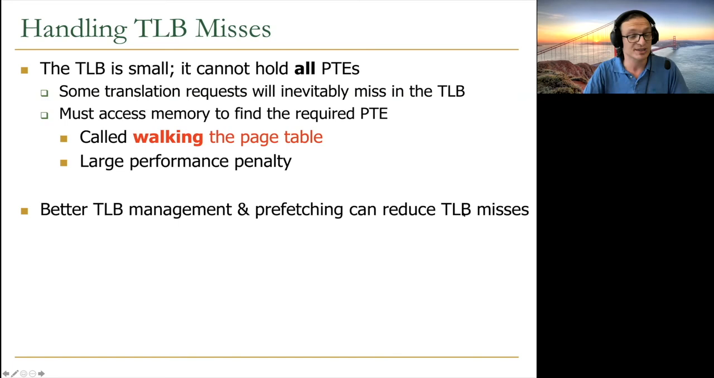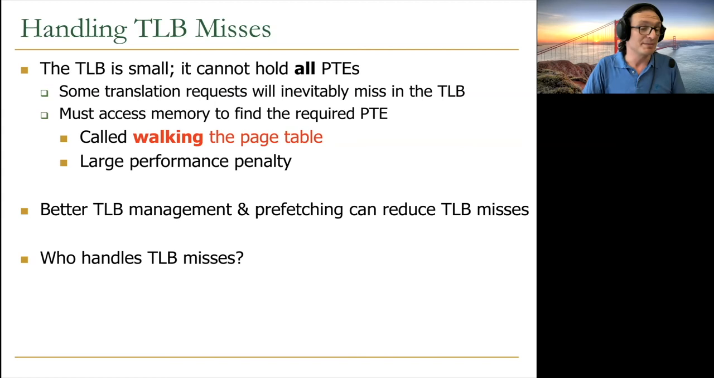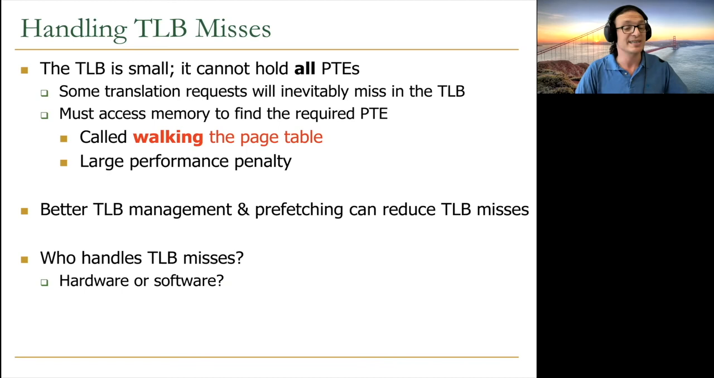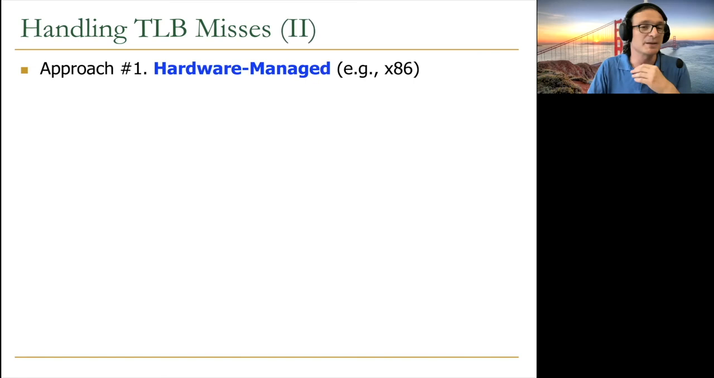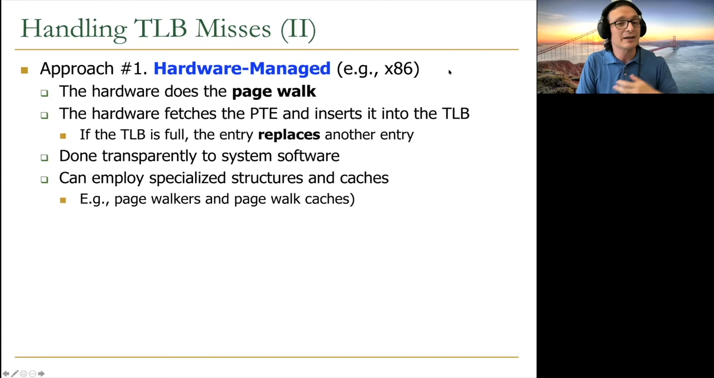But then eventually you get a TLB miss. Who handles that TLB miss? Is it the job of the hardware or software? Meaning, whenever you get a TLB miss, do you take an exception or does the hardware handle it? So there are multiple approaches. It's hardware managed in most systems today, x86, ARM, et cetera, for example. And hardware does the page fault.